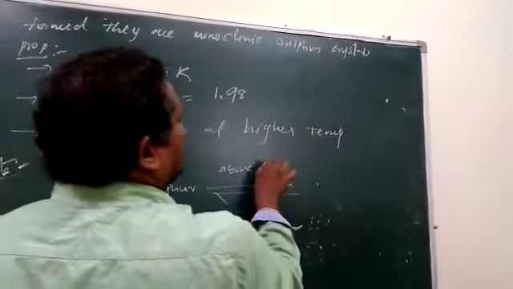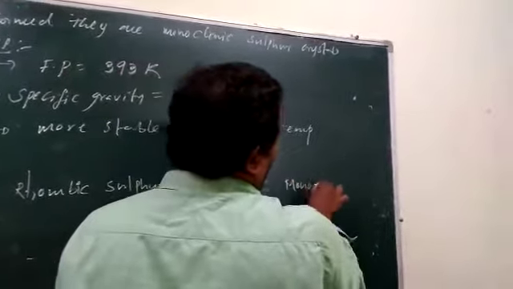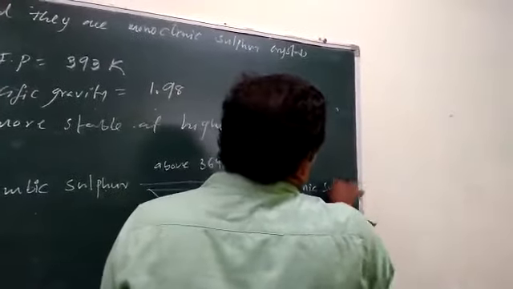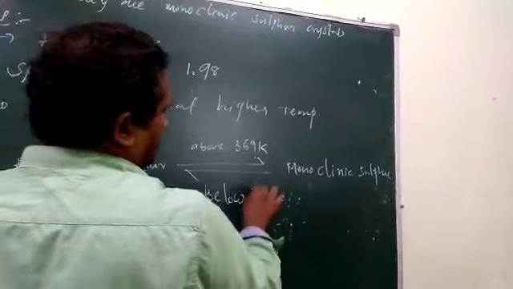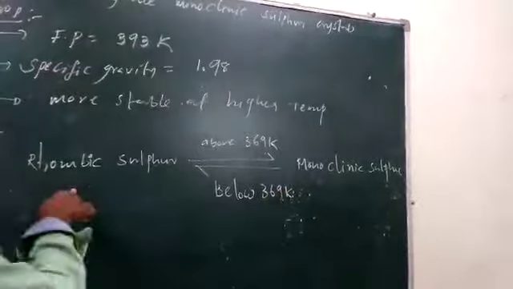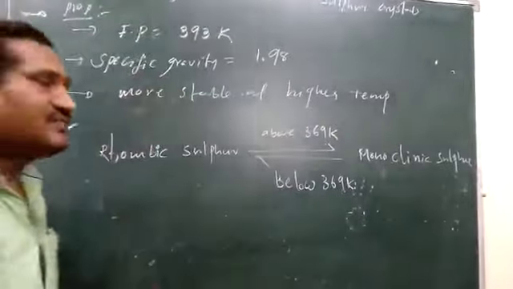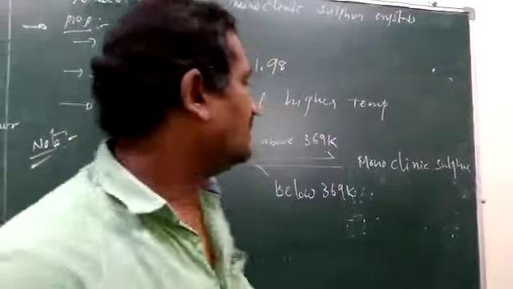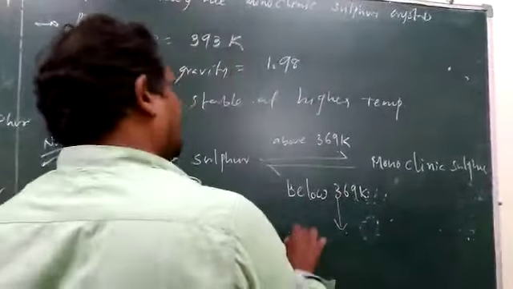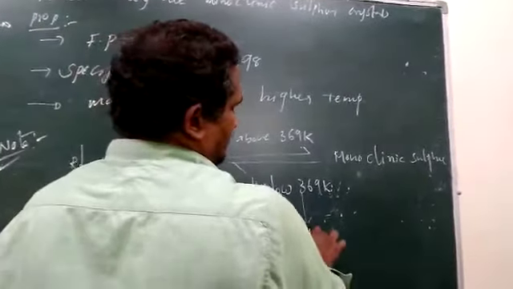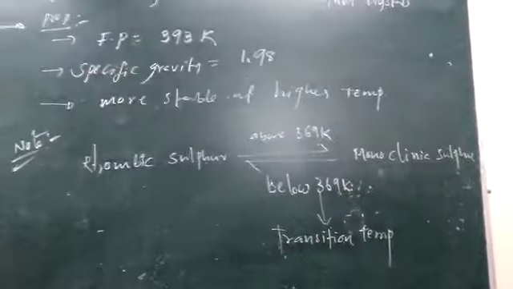Above 369 Kelvin, monoclinic sulfur. And below 369 Kelvin, rhombic is more stable. That means at 369 Kelvin and below, rhombic sulfur is stable, and above 369 Kelvin monoclinic sulfur is stable. So that's why this temperature is called transition temperature. At this temperature both forms are interconverted.